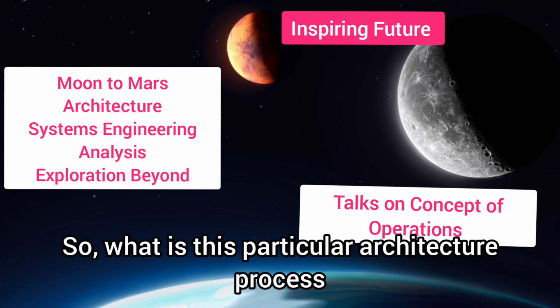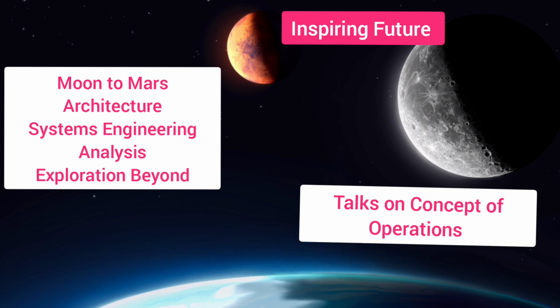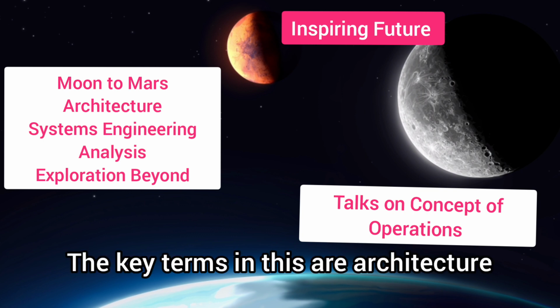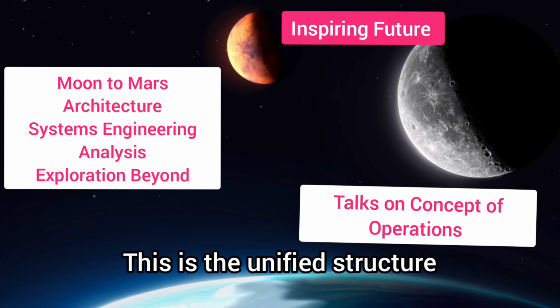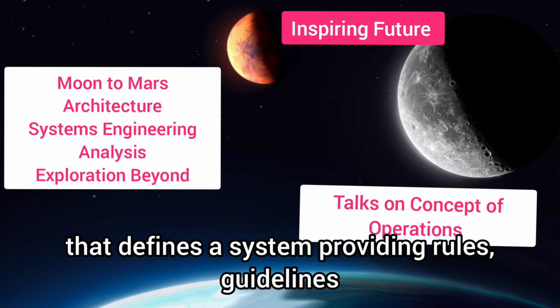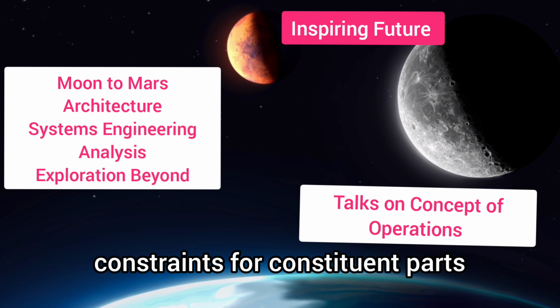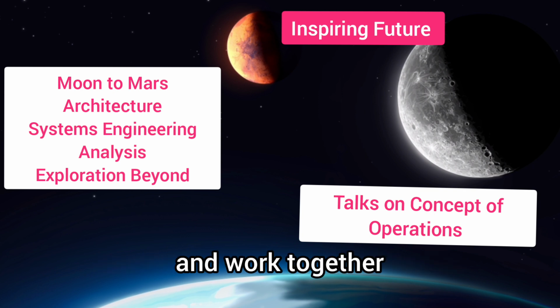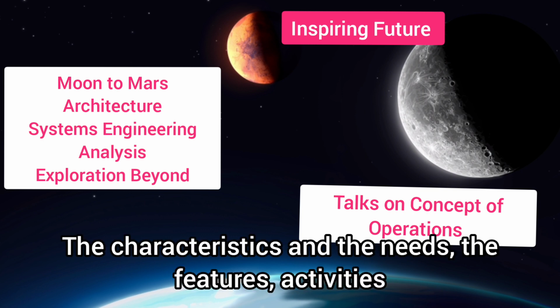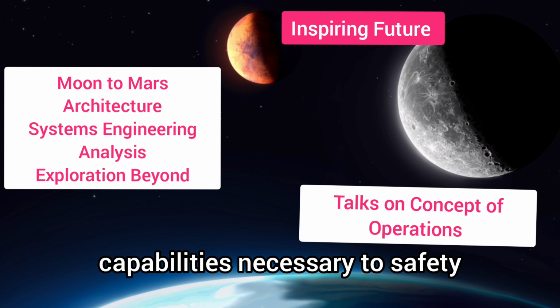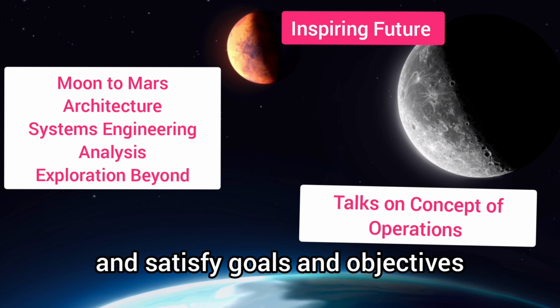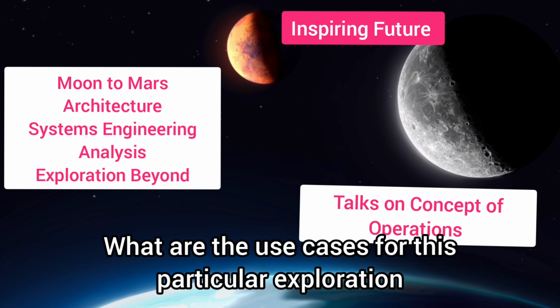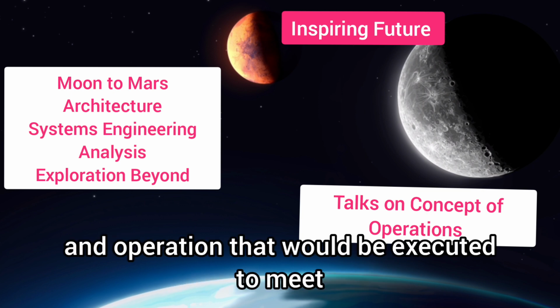So, what is this particular architecture process? The key terms in this are: Architecture. This is the unified structure that defines a system, providing rules, guidelines, and constraints for constituent parts and establishing how they fit and work together. Characteristics and needs. The features, activities, and capabilities necessary to satisfy goals and objectives. Use cases. What are the use cases for this particular exploration and operation that would be executed to meet the desired characteristics and needs?